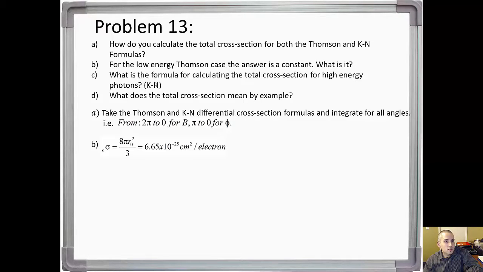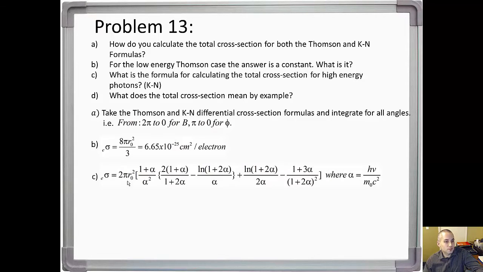For part C, what is the formula for calculating the total cross section for the Klein-Nishina formula, or the high energy case, for high energy photons? So this is with respect to all angles. We've integrated the Klein-Nishina formula. What's the formula? It results in this formula where alpha is hν over m₀c². I don't think you'll have to memorize this. Nice to see it though, so you can recognize it.